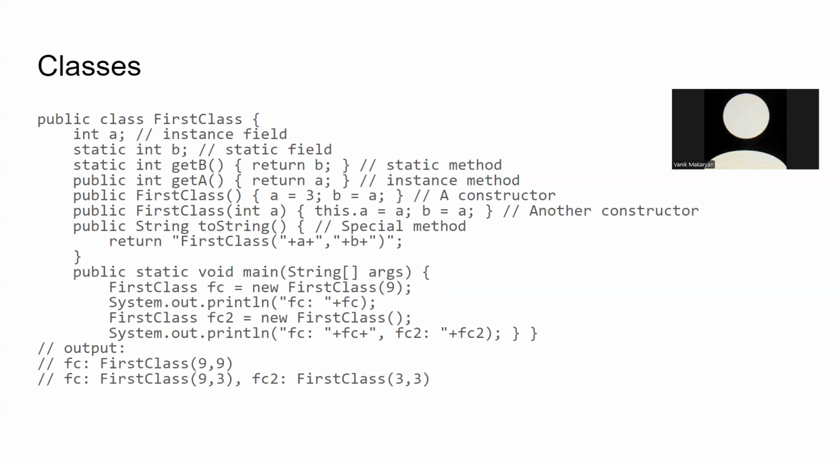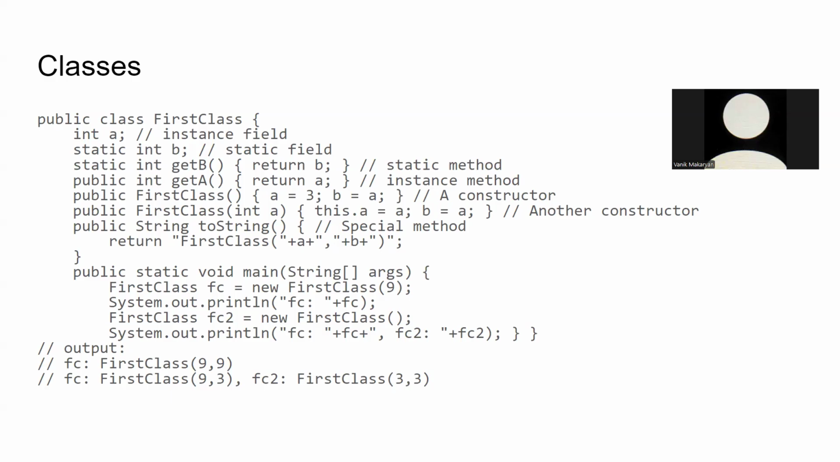So FirstClass has empty parentheses, so no arguments. It's going to set A to 3 and B to A. Then I'm going to have another constructor, FirstClass. This one takes an integer A, and it's going to use that to do the initialization. Instead of putting a 3, it's going to call this.A.